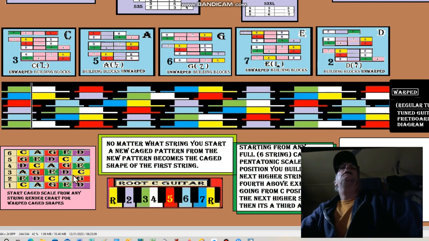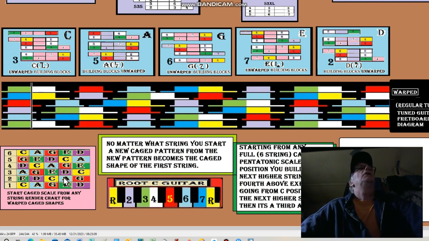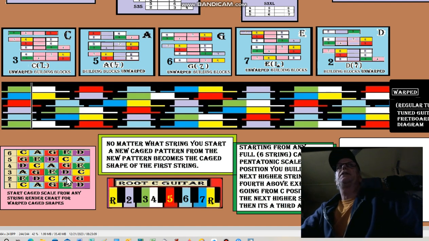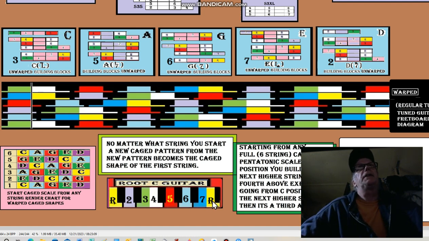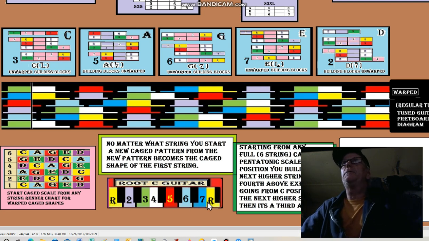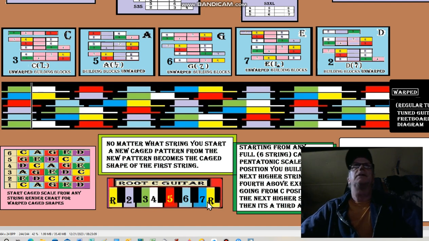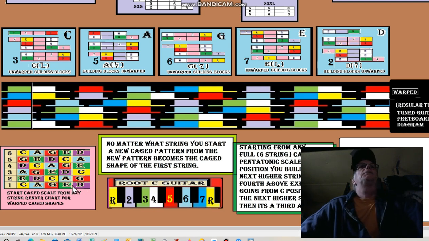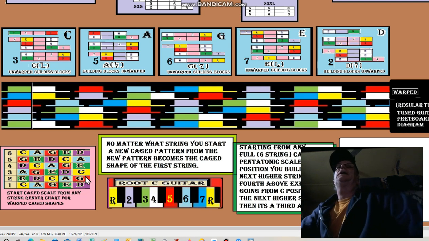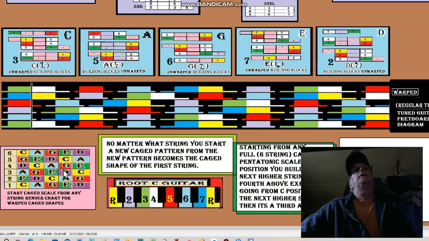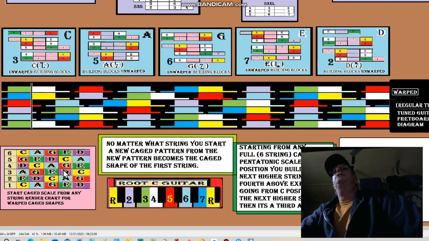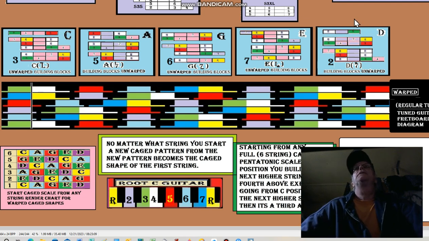Let's try from the second string. Say we want to play an A. What I'm talking about is we're in the key of C already. This is root C guitar, so we're in the key of C. Believe me, anything that's been written in music can be transposed to the key of C. So let's suppose we want to play a D-shaped C from the third string. First let's look at D-shaped C on its own.